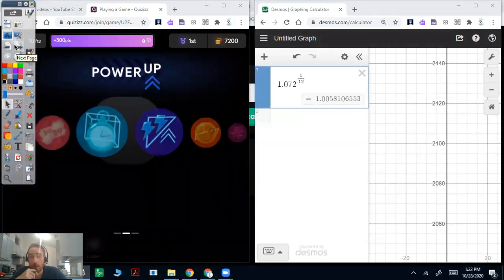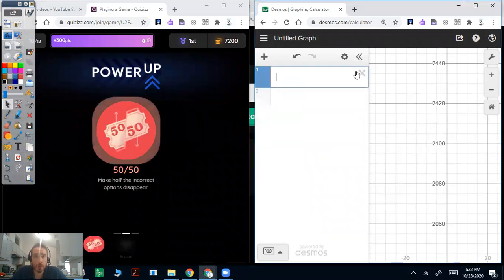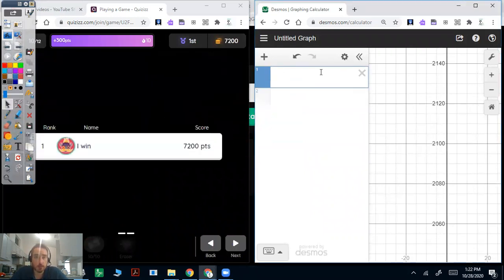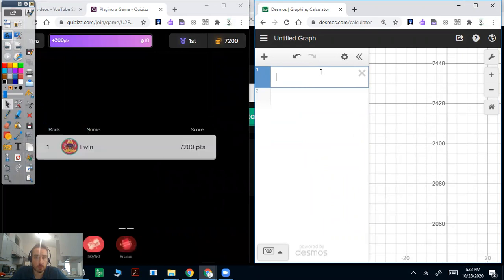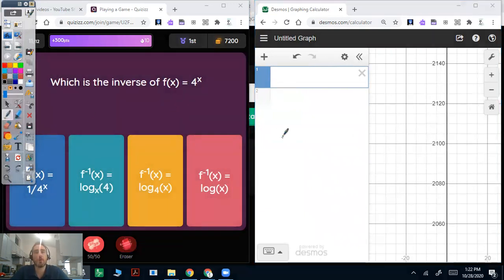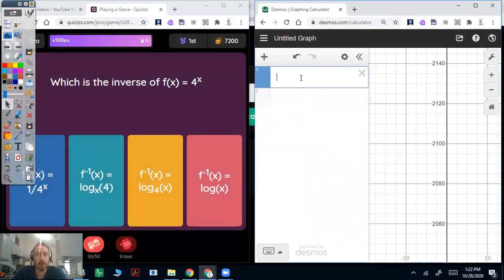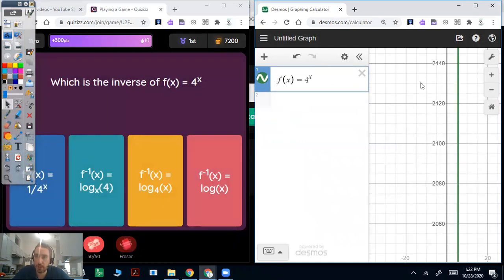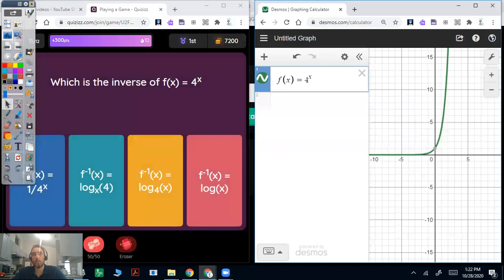Number 11, here we go. What's the inverse of 4 to the x power? Inverses of exponentials are logs. So you don't really need to solve anything. Here's what you got to recognize. F of x equals 4 to the x power is an exponential function. Where it's growing. It's growing, right? It starts off flat, grows. The inverse of those is always going to be a log.